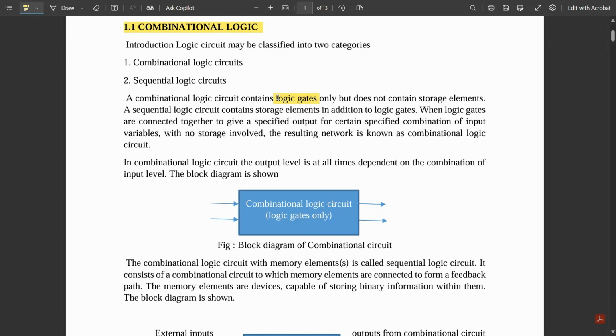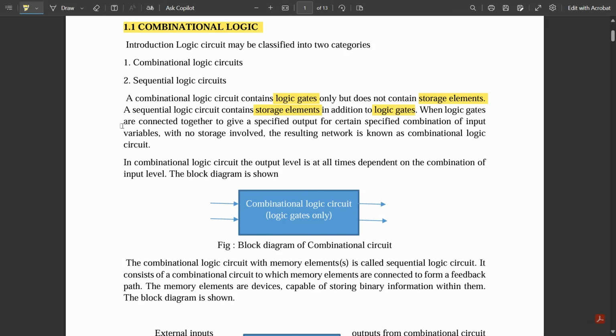And this full combination of logic gates is combined together in a block, and that block is called the combinational logic circuit, but it does not contain storage elements. So what do you mean by storage elements? In the later part we are going to see. Then a sequential logic circuit contains storage elements in addition to logic gates. So this is one more difference between combinational and sequential: combinational circuits contain only logic gates but no storage elements, whereas sequential logic circuits contain both logic gates as well as storage elements.